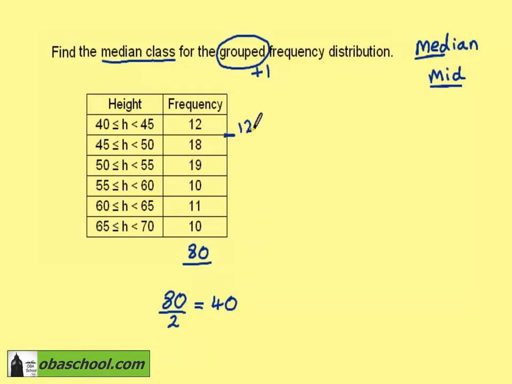There's 12 pieces of data in this class. There's 18 in the next class, so by the time I get to 50, I've looked at 30 pieces of data. Then there's 19 in the next class, taking us up to 49. So the 40th piece of data will be in this class. So the median lies in the class for H between 50 and 55.